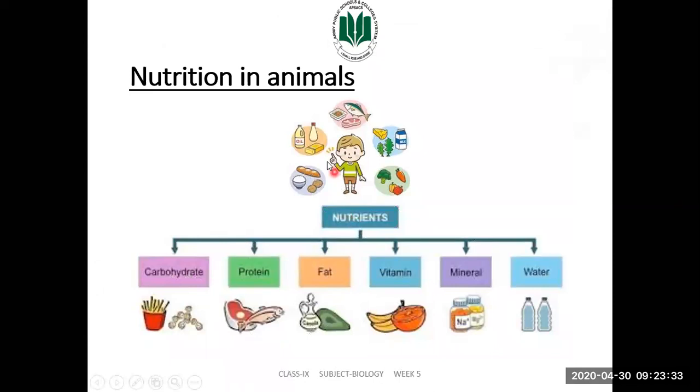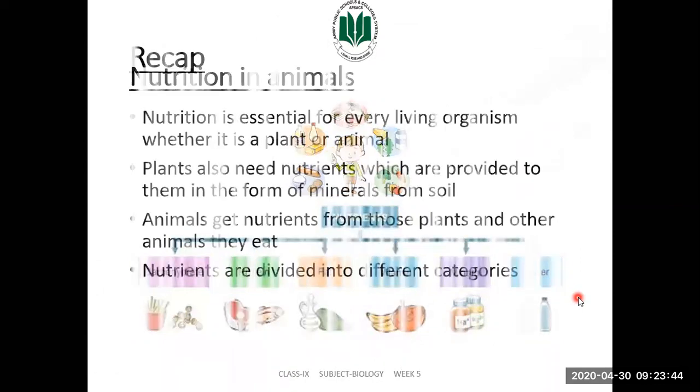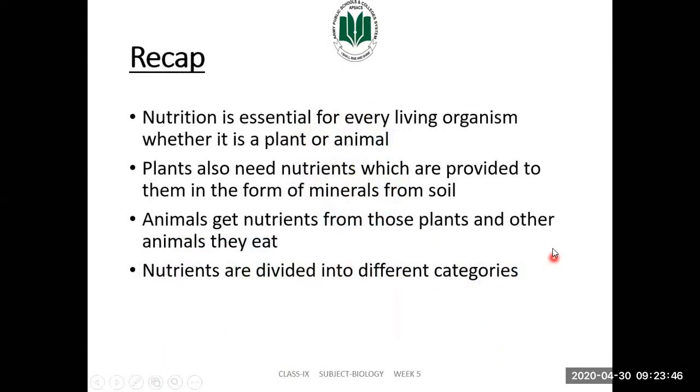Nutrition in animals: animals require all of these nutrients which we have discussed for their growth and to get energy. These nutrients are carbohydrates, protein, fats, vitamins, minerals, and water. Now we have learned in today's lesson that nutrition is very essential for every living organism, whether it is a plant or animal.